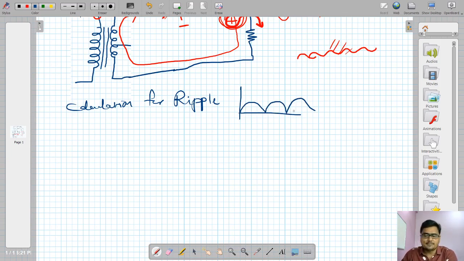This output is a periodic signal, and any periodic signal is represented in the form of a Fourier series. In the form of a Fourier series. I hope you know that Fourier series. Is it? Now, is this a new word, Fourier series?